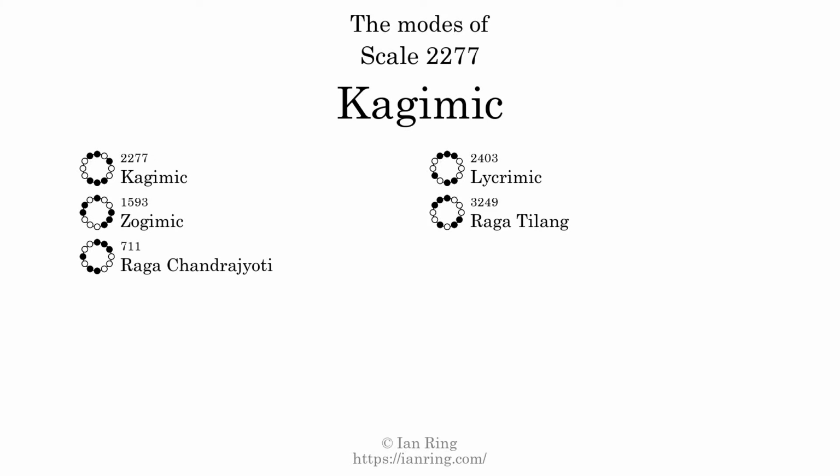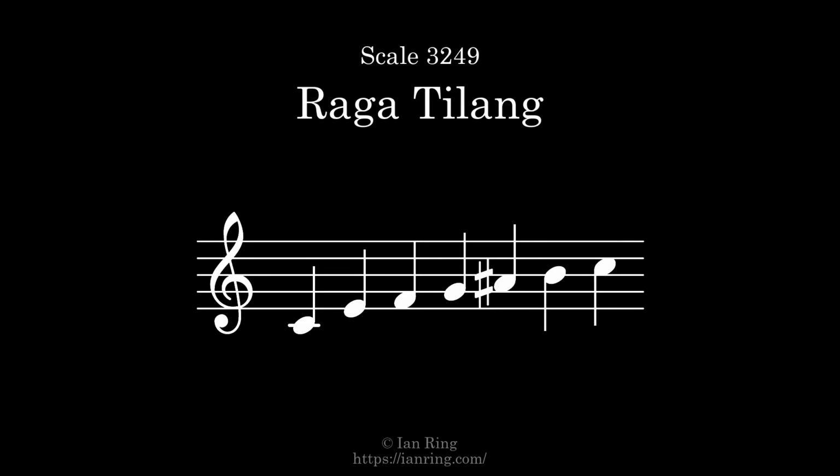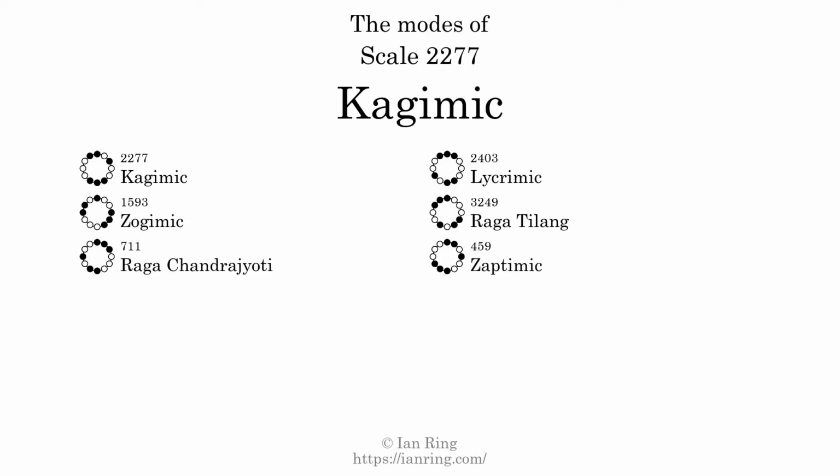The fifth mode is scale 3249, also known as Ragatilang. It sounds like this. The sixth and last mode is scale 459, also known as Zaptimic. It sounds like this.